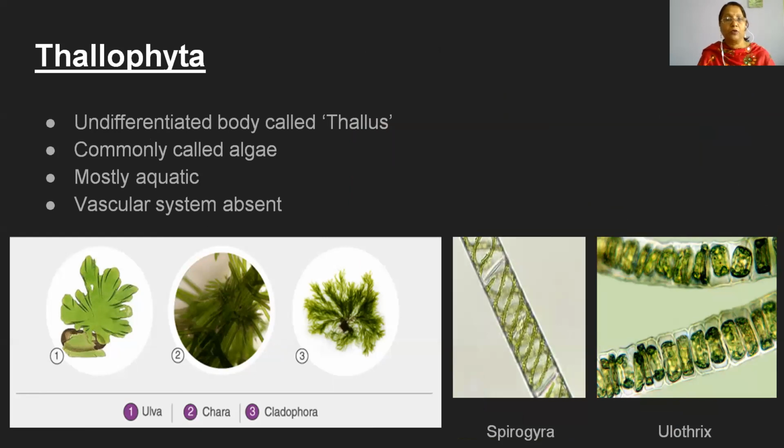As the name suggests, thallo, that means the body is thallus-like. That means the body is undifferentiated. It is not divided into root, stem and leaf. So it is called a thallus-like structure. And they are commonly called algae. They are green in color and they are found in water. That means they are aquatic. And here the vascular system or the vascular bundles are absent. Now you can see some of the examples like Ulva, Chara, Cladophora, Spirogyra, Ulothrix.